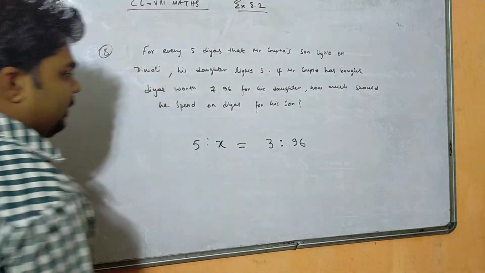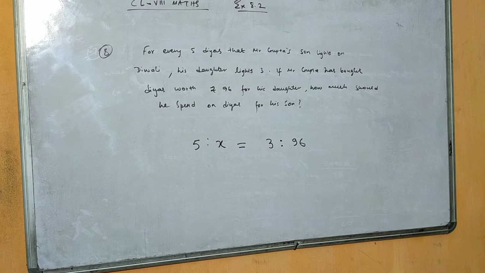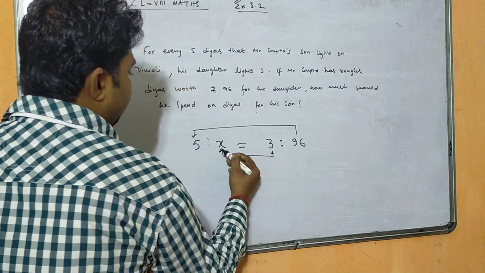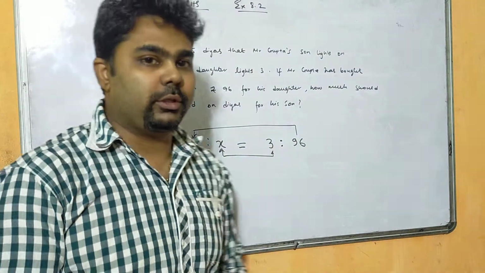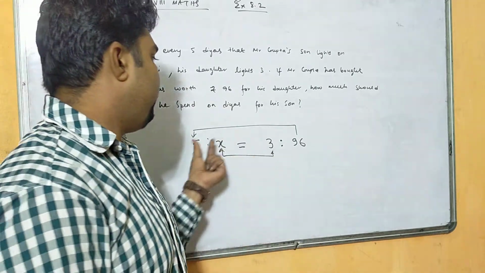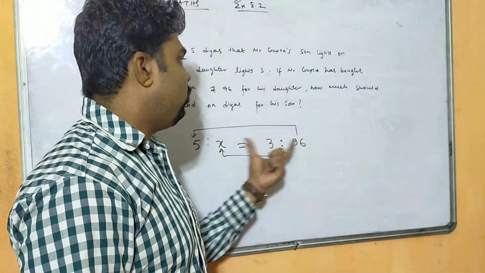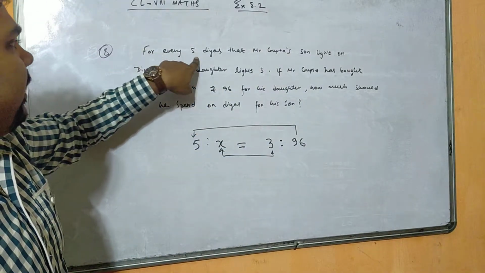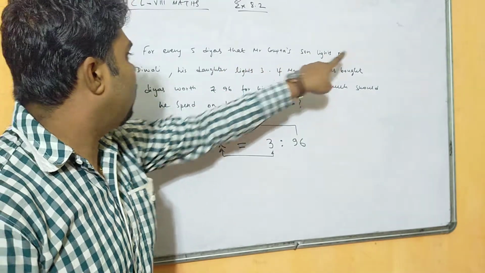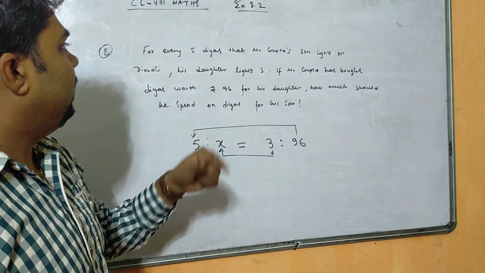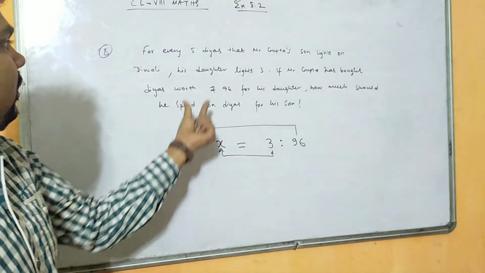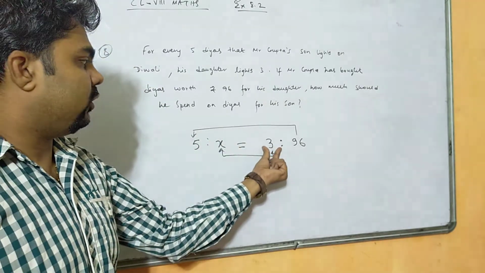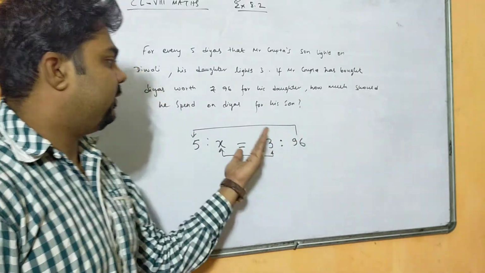Let us consider that to be x. Now we will multiply this. So this framing is important. Until and unless you understand how to write this 5, 3 and 96, you won't get any answer. So for this one there is a trick. You see what is given in the question. For every 5 diyas that Mr. Gupta's son lights on Diwali, his daughter lights 3. That means when the son is lighting 5, his daughter is lighting 3. This is son and this is daughter, right? So the daughter portion I wrote that side, the son portion I wrote this side.